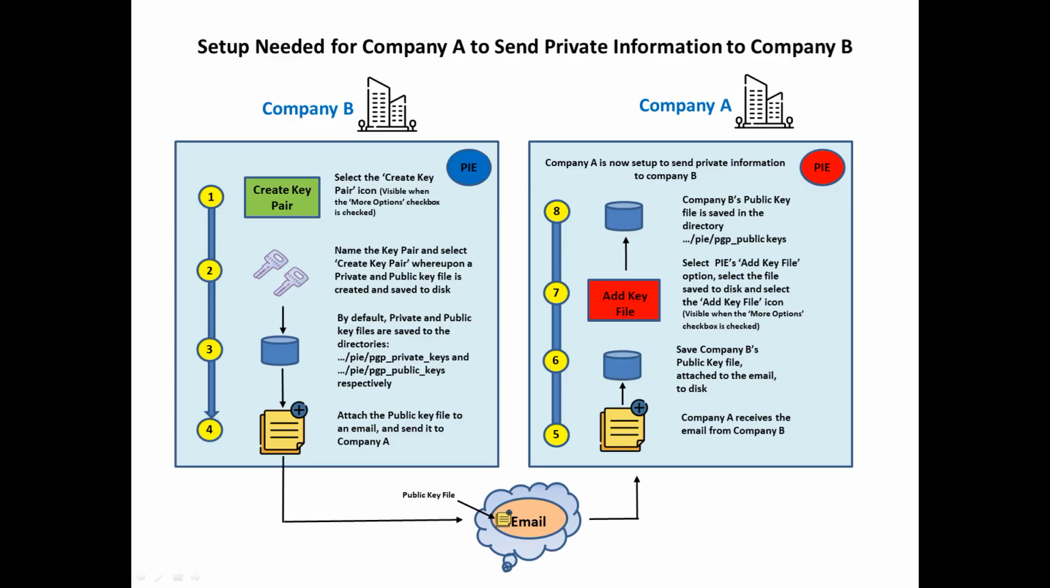Should Company B want to communicate privately with Company A, then Company A would have to send its own public key file to Company B. Company B would then ingest Company A's public key file into its own copy of Pi, in the same way that Company A ingested Company B's public key file into its own copy.